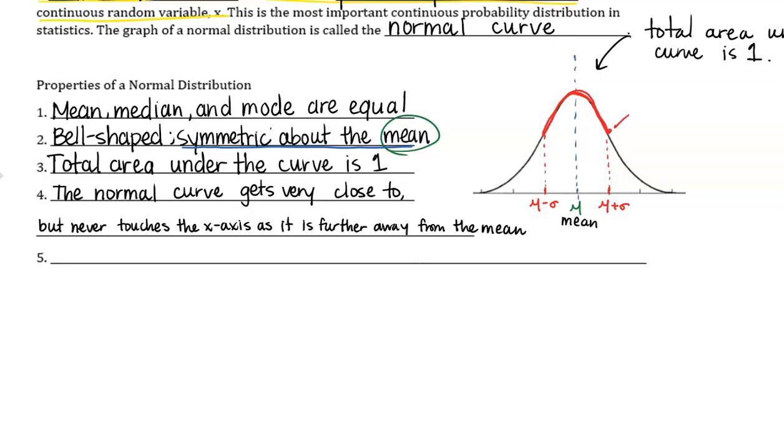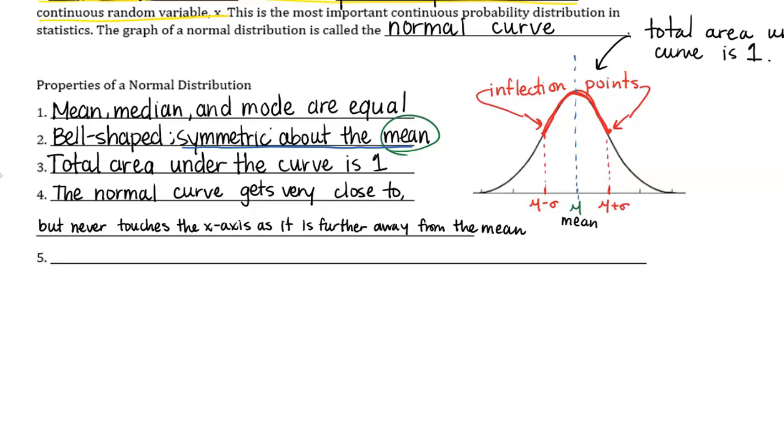Those two points right there are called inflection points. That's where most of the data is concentrated. Most of the data is concentrated between those two inflection points. And this does tie in kind of like if you're thinking about the empirical rule right now.